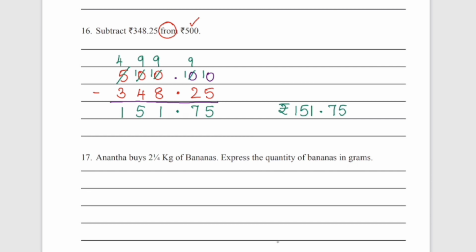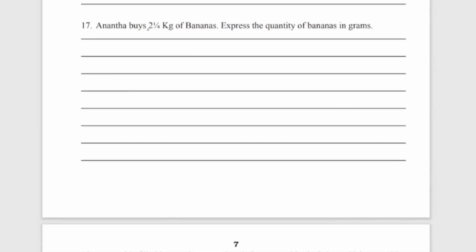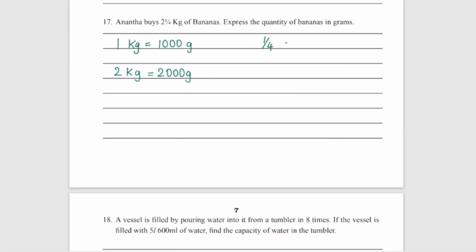151.75 rupees. Moving further, the 17th question: Ananta buys 2 and a quarter kg of bananas. Express the quantity of bananas in grams. We know that 1 kg is equal to 1000 grams. So 2 kg equals 2000 grams. Then we have a quarter kg, that is 1 by 4 kg, which is equal to 1000 by 4. So we are dividing the 1000 grams into 4 parts. We get 250 grams.